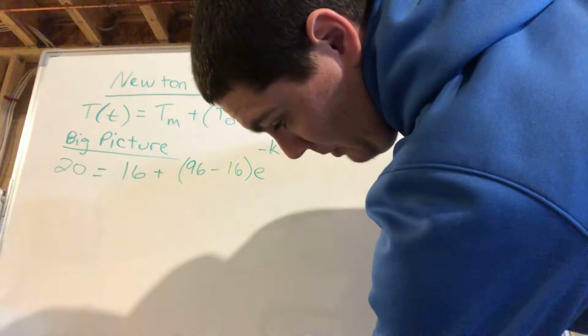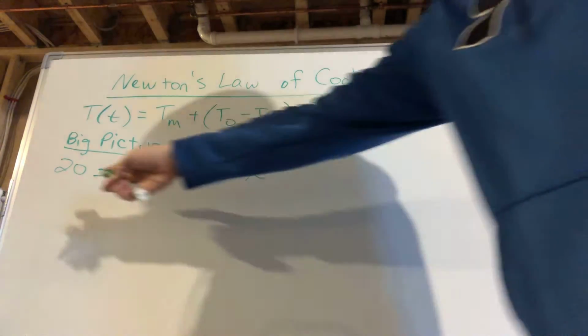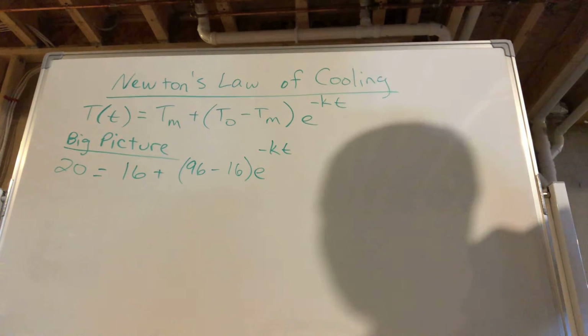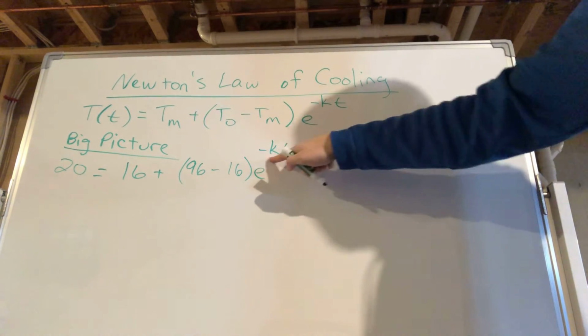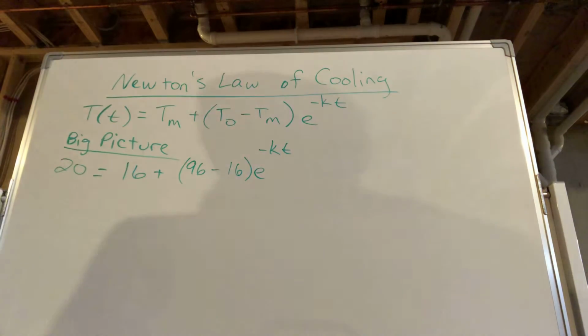So remember, we had the big picture equation. We said earlier that our temperature, we wanted to be 20. Everything else is pretty much the same. The temperature of the medium and the initial temperature didn't change. The only thing I can do now is plug in what k is and try to solve for t. So let's do it.